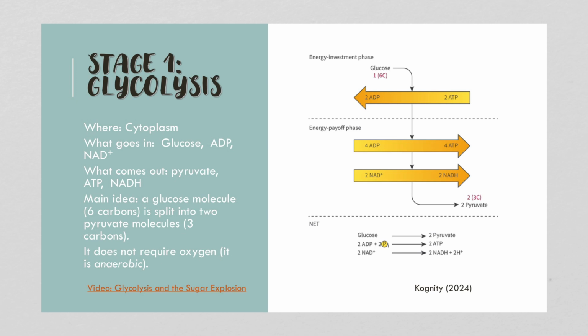And what goes in is glucose, adenosine diphosphate, and NAD or NAD+. What comes out of the reaction is pyruvate, 2 of them, ATP, 2 of those, and 2 NADH. The main idea of this reaction is that a glucose molecule, which is 6 carbons long, is split into 2 3-carbon pyruvate molecules. This reaction does not require oxygen. This reaction is anaerobic, which is why both aerobic and anaerobic processes start with this one. No oxygen is needed in the first step.